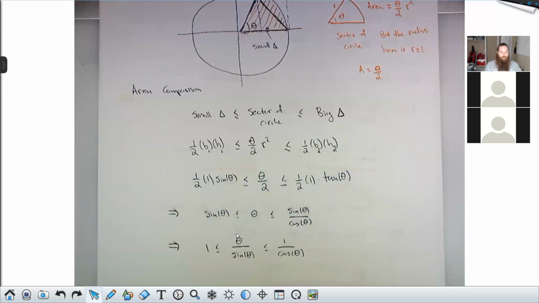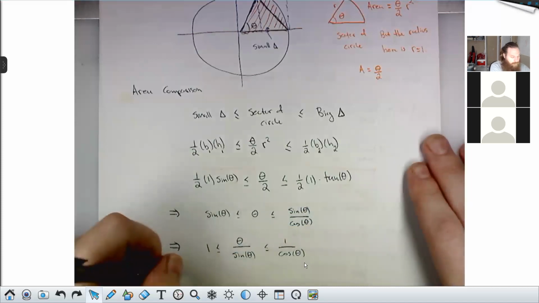Then to go from this line to this line, I divided each term by sine theta. So sine theta by sine theta is 1. Theta divided by sine theta is just that. And sine theta over cos theta divided by sine theta is just 1 over cos theta. Sine theta is canceled. Now I'm going to take reciprocals everywhere.